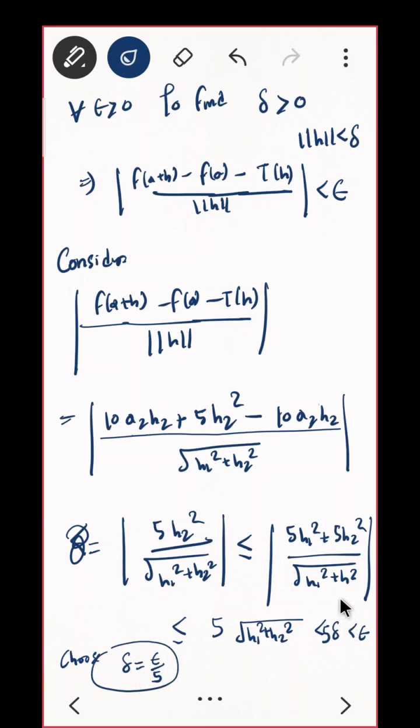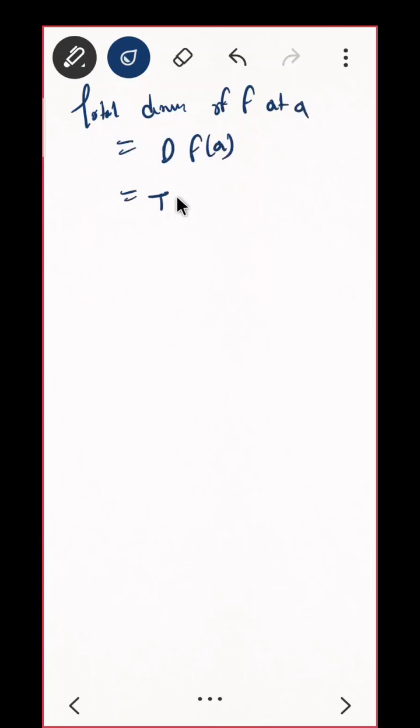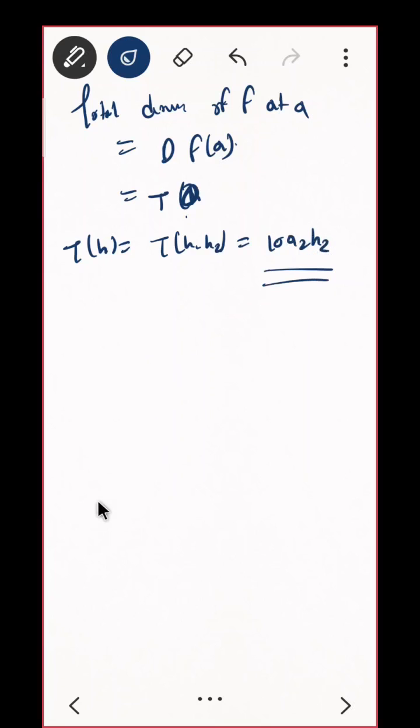So what is my total derivative? What is my derivative? Correct? So what is my total derivative of f at a? Total derivative of f at a, that is equal to df of a, and that is equal to T, and that is T of h. If h is applied here, T of h equal to T of h1 h2, and that is equal to 10 a2 h2, correct? So this is what your total derivative is. Is that okay?